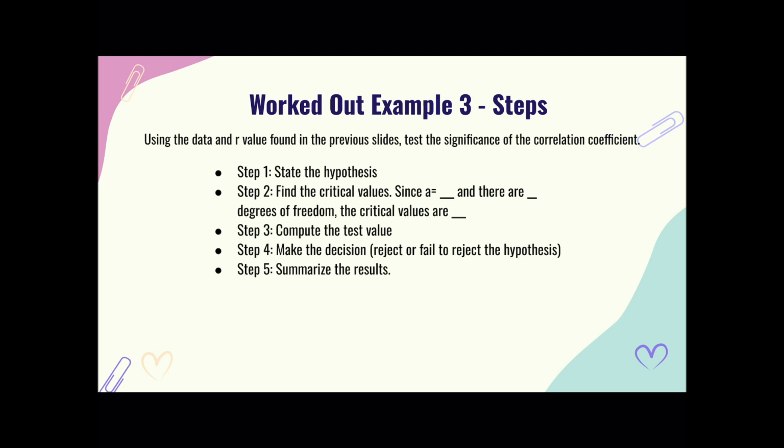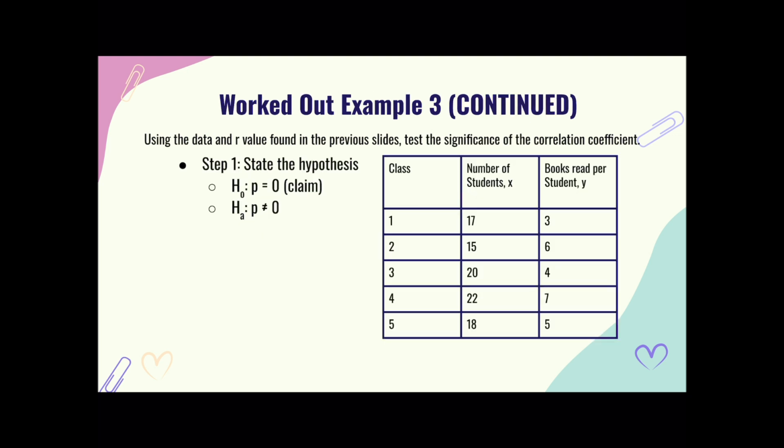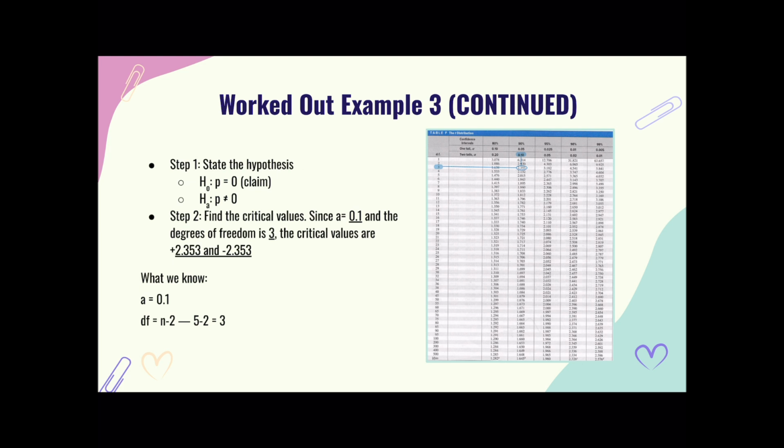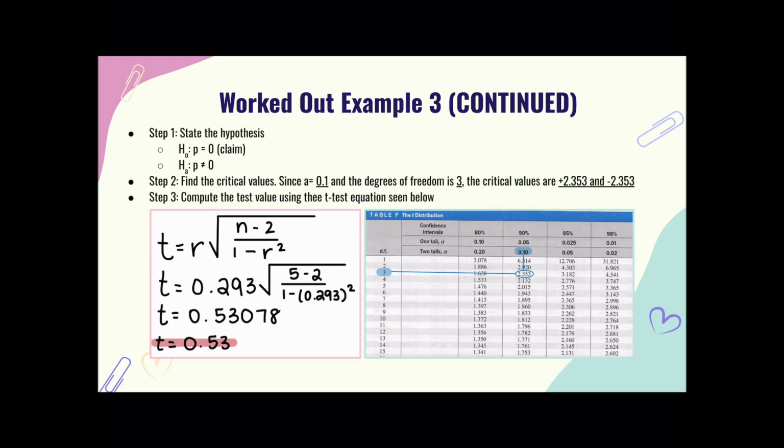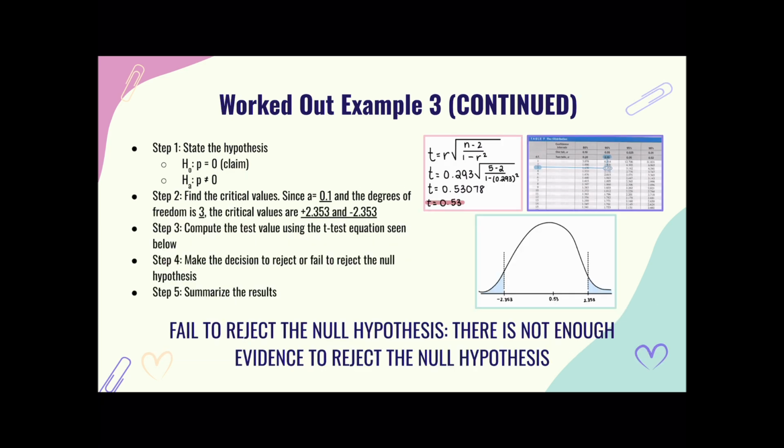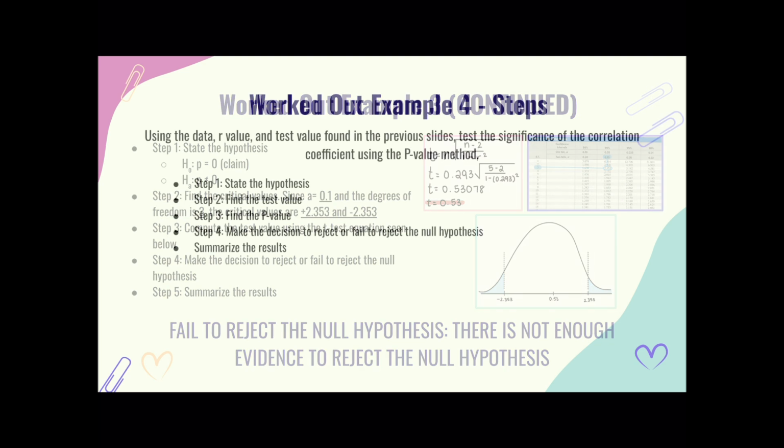For example 3, we're going to use the r value that we just found to test the significance of the correlation coefficient. Here are your steps. First step, state the hypothesis. H null is rho equals 0, which is also your claim, and the alternative is rho is not equal to 0. Next, you have to find your critical values. Since your degrees of freedom is 3 and your alpha is 0.1, you just look on the table and find 2.353 as your critical value, but it's plus or minus because it's a two-tailed test. Next, you plug your values into the t equation. And lastly, you have to make your decision, which in this case, we're going to fail to reject the null because there's not enough evidence to reject the null.